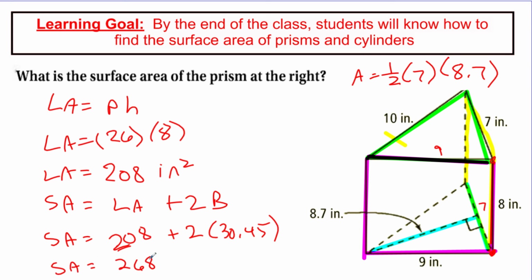So again, this is really just going back to our last chapter where we talked about the area of shapes. In all of these, you're going to have to find the area of a shape, and then you're going to have to add in the lateral area, which is just perimeter times height.